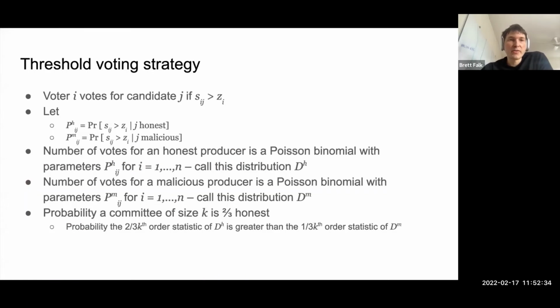So in the threshold voting strategy, you get your signals and you have these posterior probabilities Sij, and you vote for all candidates whose probability is bigger than some threshold.